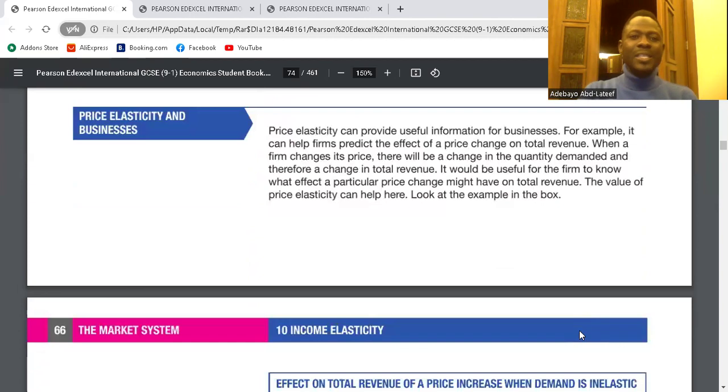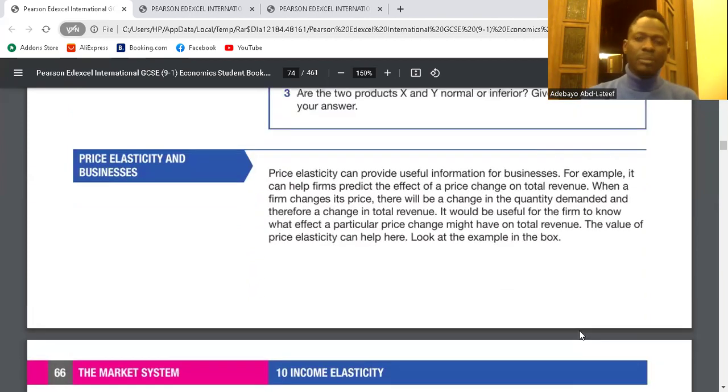So we go to price elasticity and businesses. Are you there? Yes. The price elasticity can provide useful information for businesses. For example, it can help firms predict the effect of price change on total revenue. When a firm changes its price, there will be a change in the quantity demanded and therefore a change in total revenue. It will be useful for firms to know what effect a particular price change might have on total revenue. The value of price elasticity can help here.